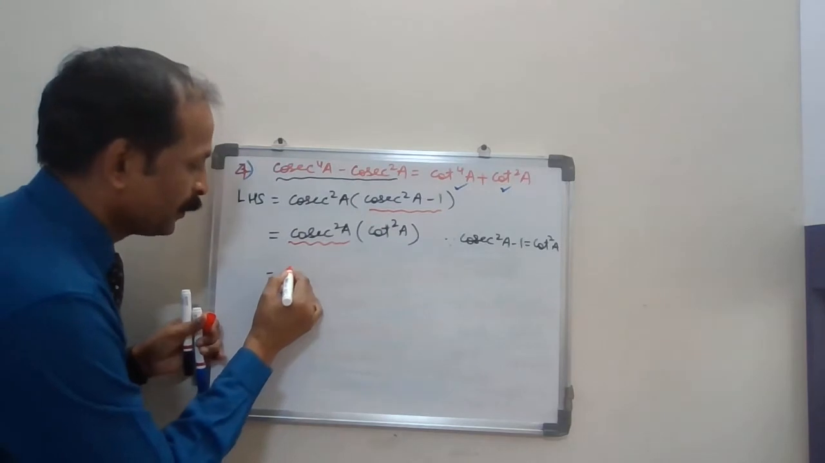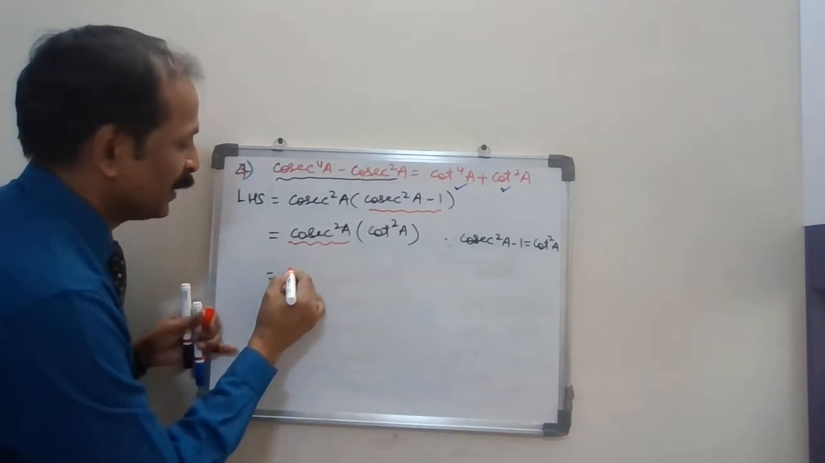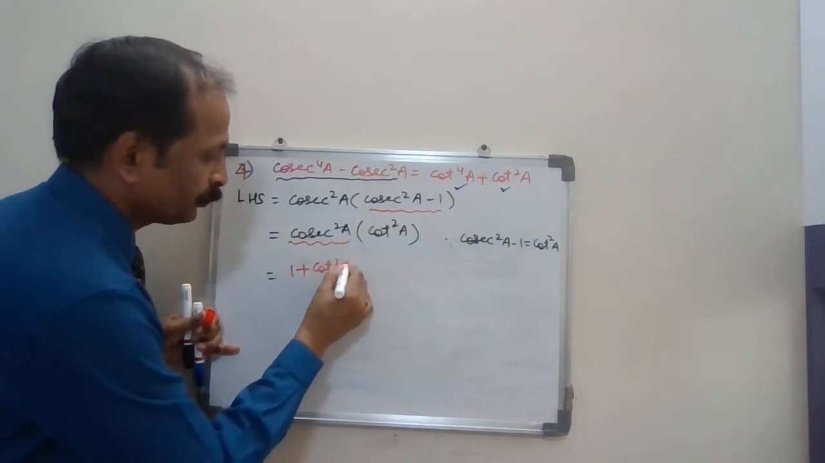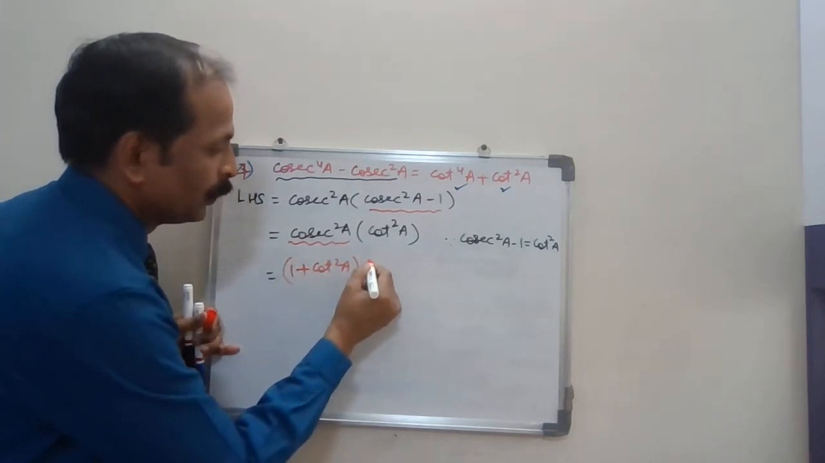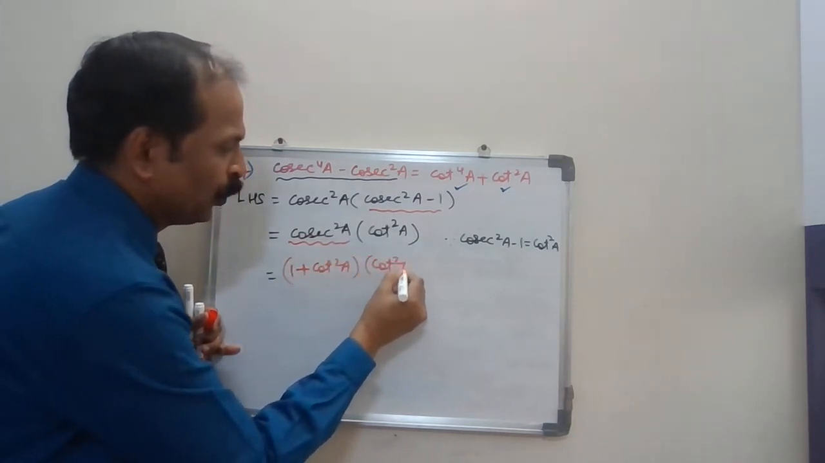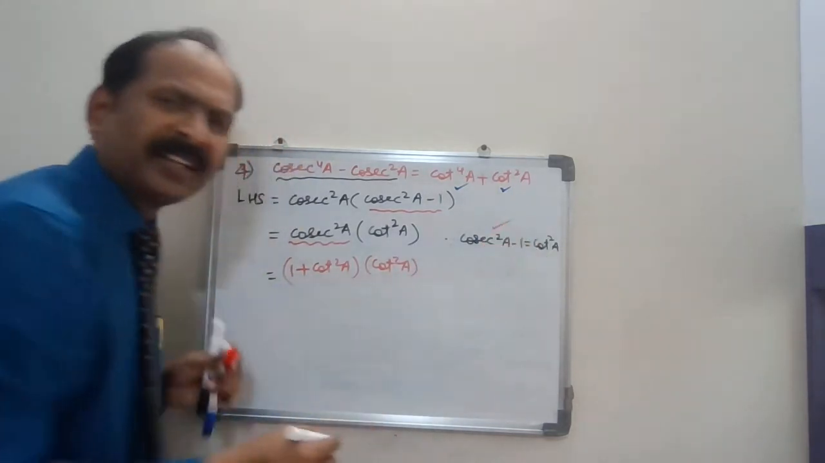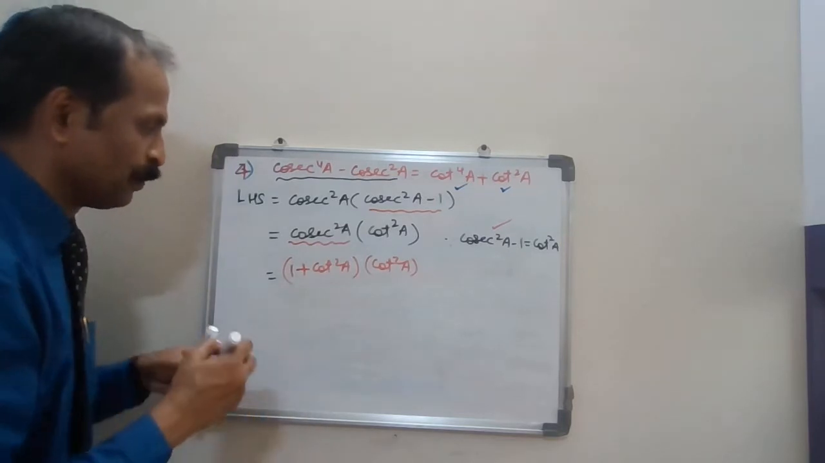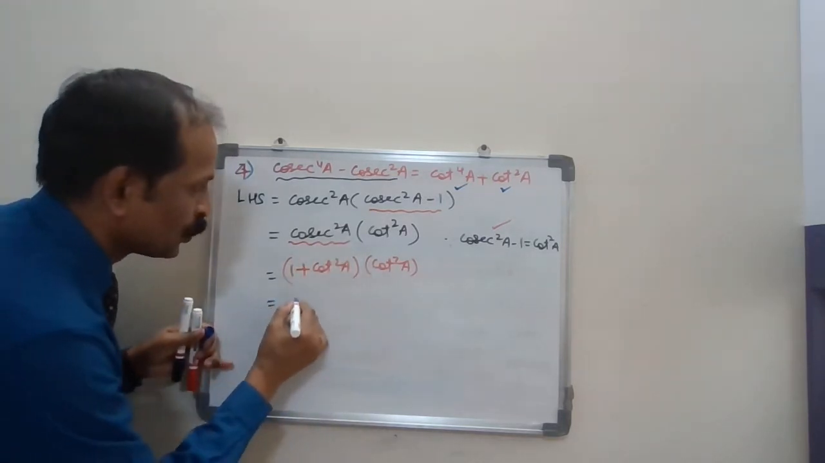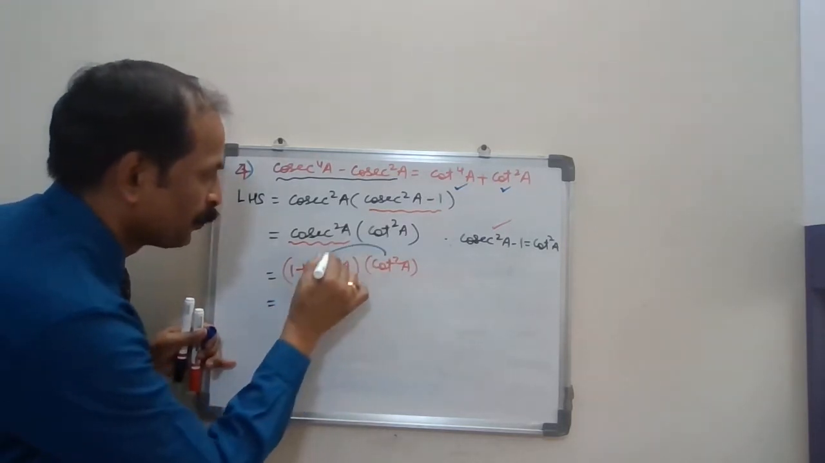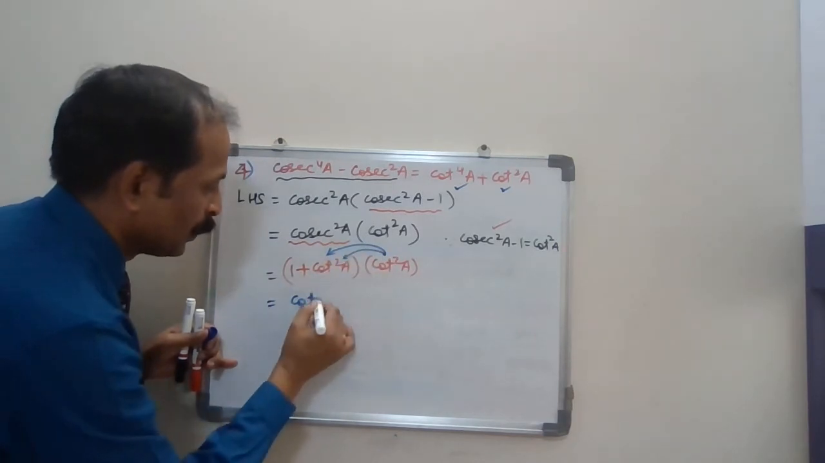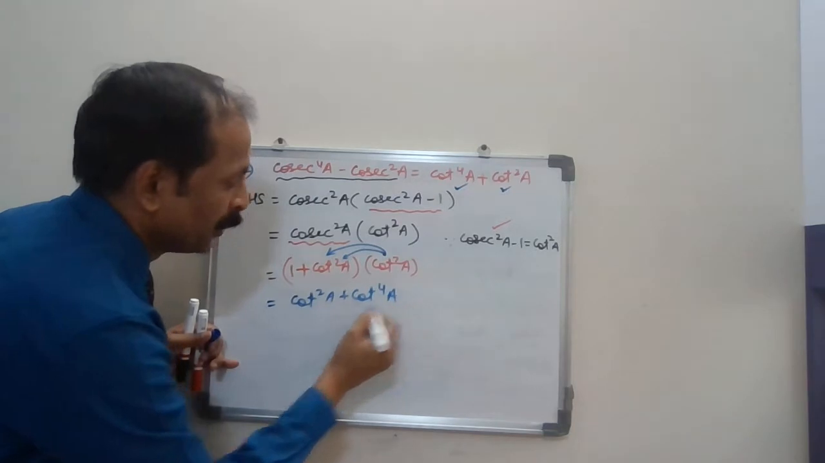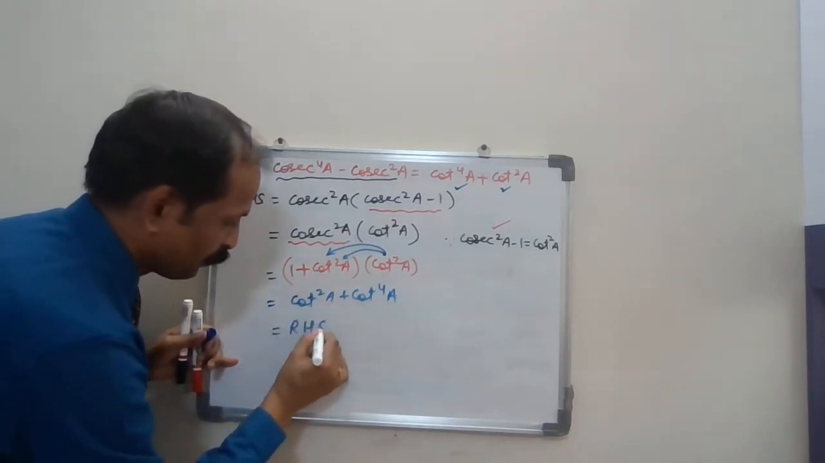Cosec square theta again you write as 1 plus cot square theta. Okay, if you don't want to write it one time, writing the reason is enough, but whichever step you are using, you can write the reason here also. And now you multiply it. So you got cot square A plus cot 4A, which is your RHS.